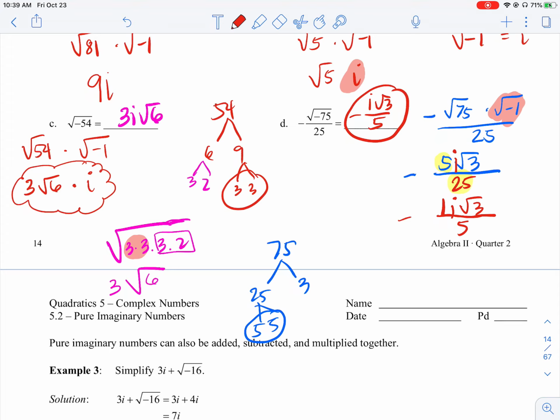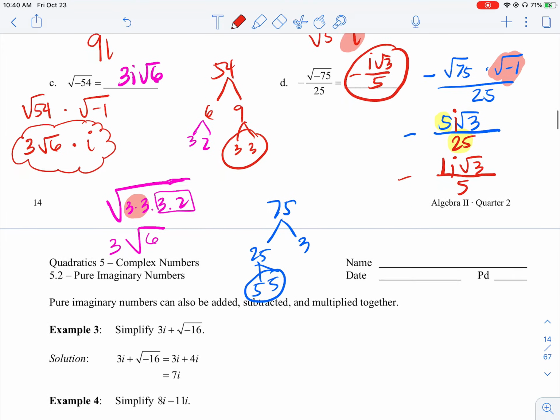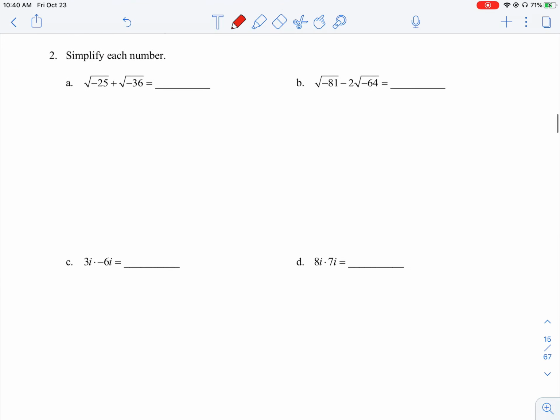And you could put 1i, but if it's just a 1, I usually just don't put it. And that is it, okay? Let's try a couple more examples here. We could also combine radicals. Let's say, for example, they're both perfect squares, so no problem in there. You have the square root of negative 25 plus, not times, plus the square root of negative 36.